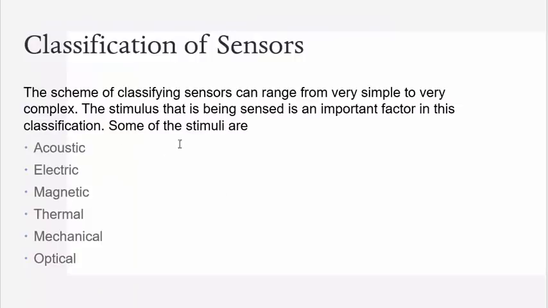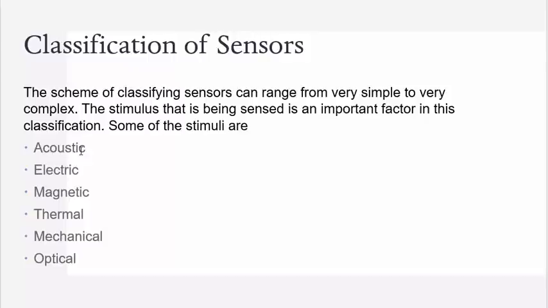Now let's go with the classification of the sensors. How do we classify the sensors? Actually, the scheme of classifying sensors can range from very simple to very complex, and the stimulus that is being sensed is a very important factor in this classification. Some of the stimuli are acoustic, electrical, magnetic, thermal, mechanical, and optical.